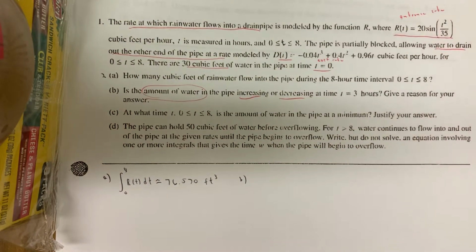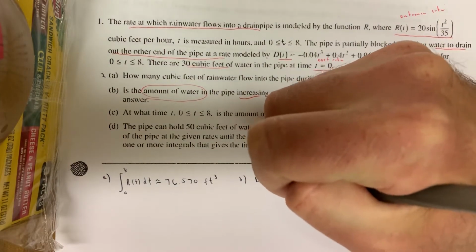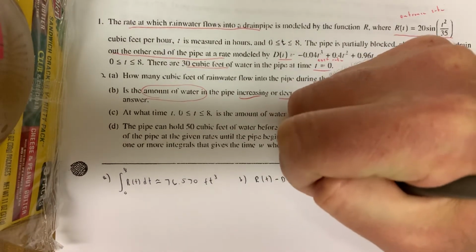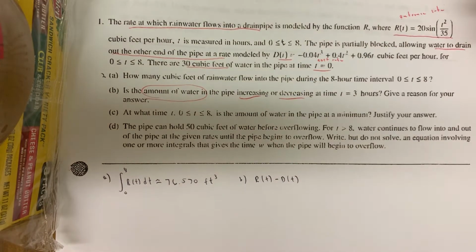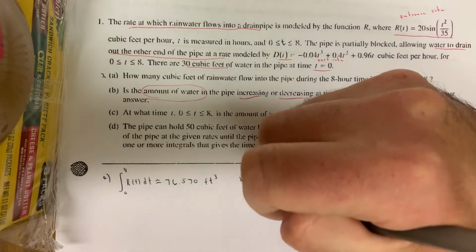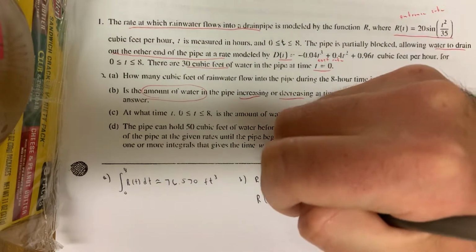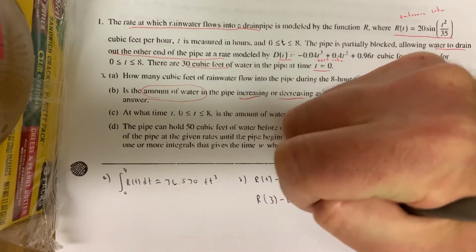We don't have a function that represents the amount of water in the pipe, but we know the rate of change of the amount of water in the pipe. The derivative is going to be entrance rate minus exit rate. That's the rate of change of the water in the pipe. We care about whether that rate of change is either positive or negative at t equals 3.